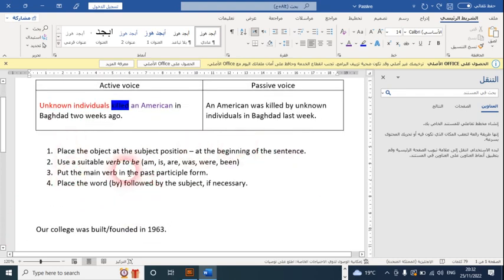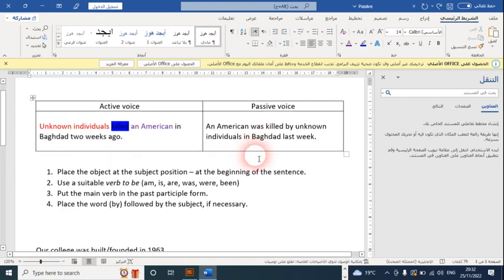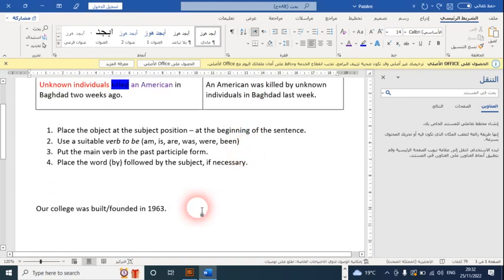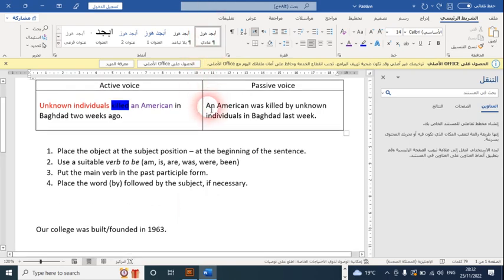So this is how you create the passive. And when do we use the passive? The passive is used when the emphasis is on the object which has become the subject, even though it is not the real subject.